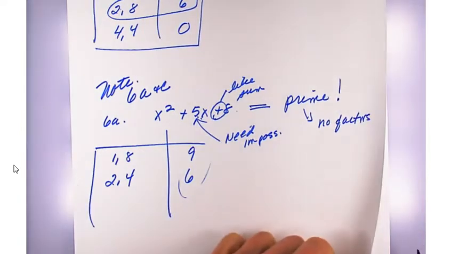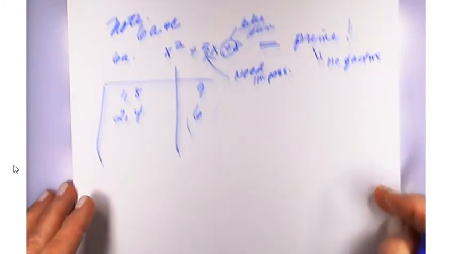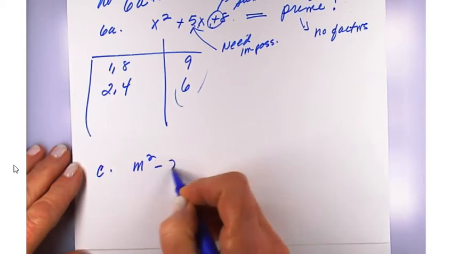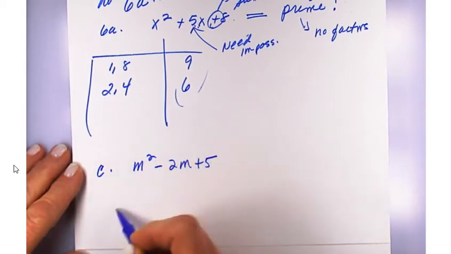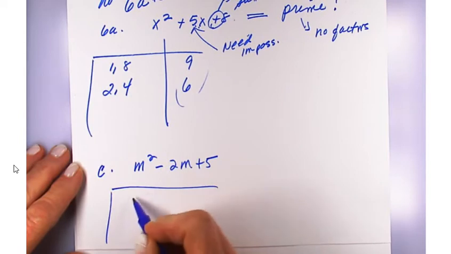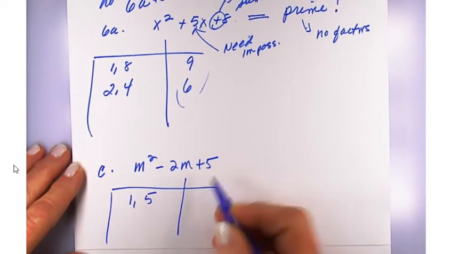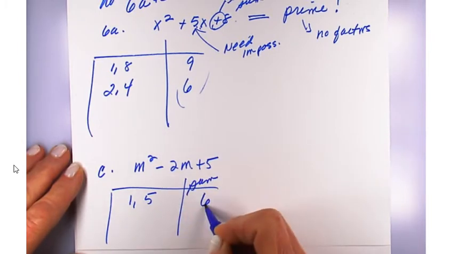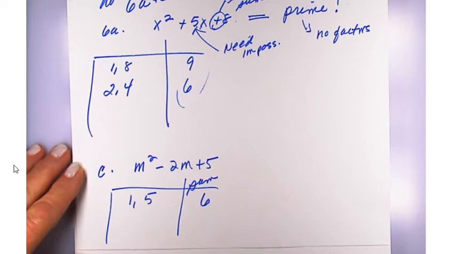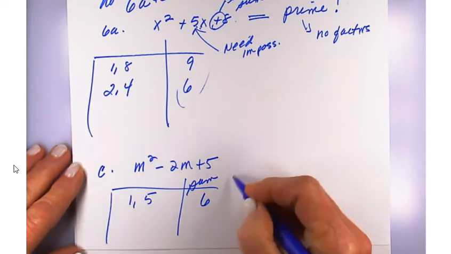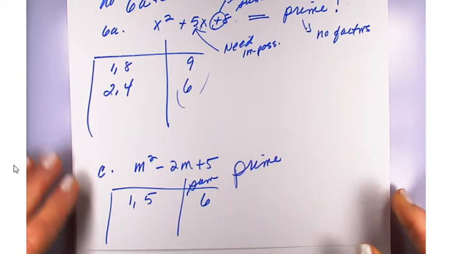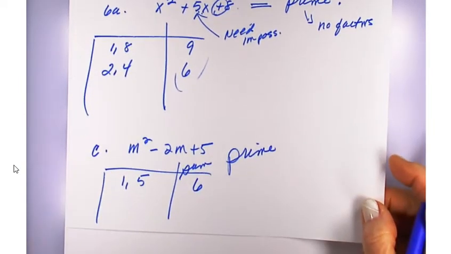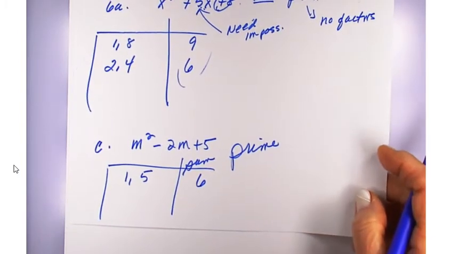Okay? And then look at C. C is m squared minus 2m plus 5. My box is 1 and 5. It's a prime number. So 1 plus 5 is 6. There's no way I can get a minus 2. No way. So this is prime. Okay? You're not used to having a situation where you can't actually do the problem. Okay?